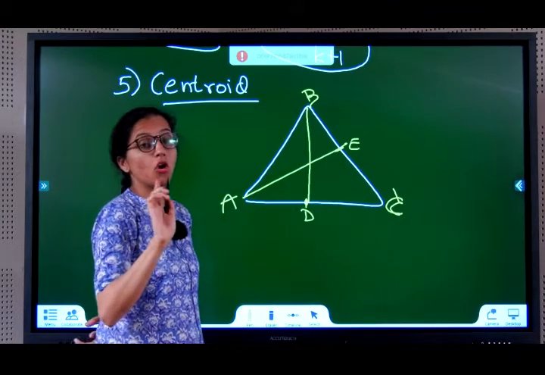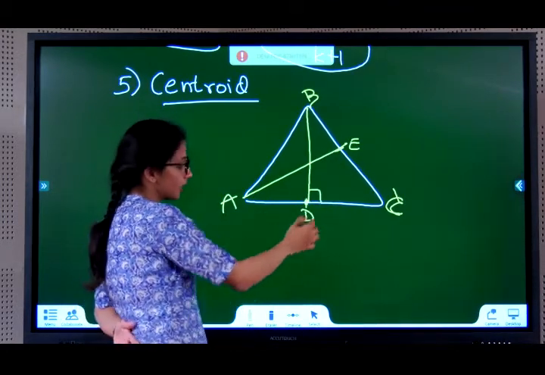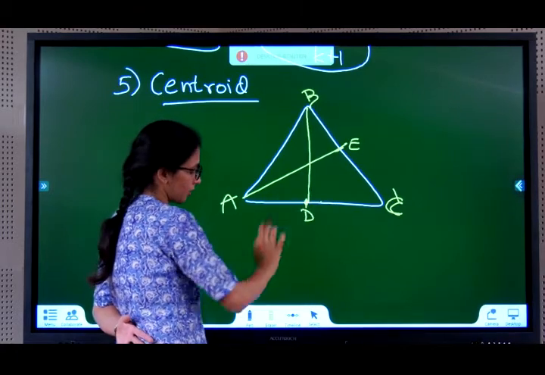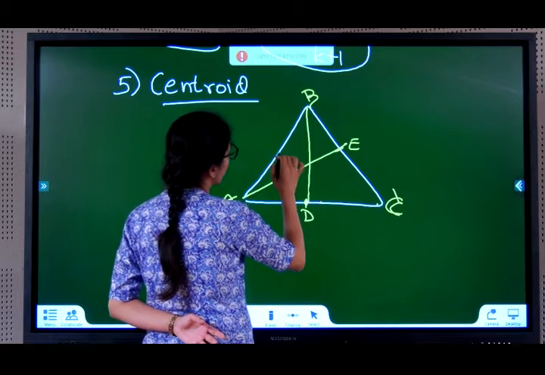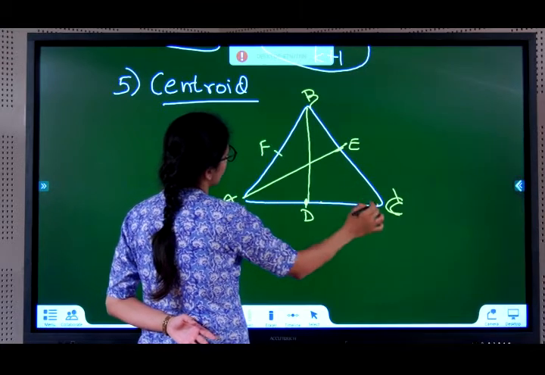Is it the perpendicular? No, it's not. It can be, but no guarantee. So we cannot say it's a perpendicular. We're just talking about medians. If I want to draw median from C, go opposite, mark the midpoint, join it.